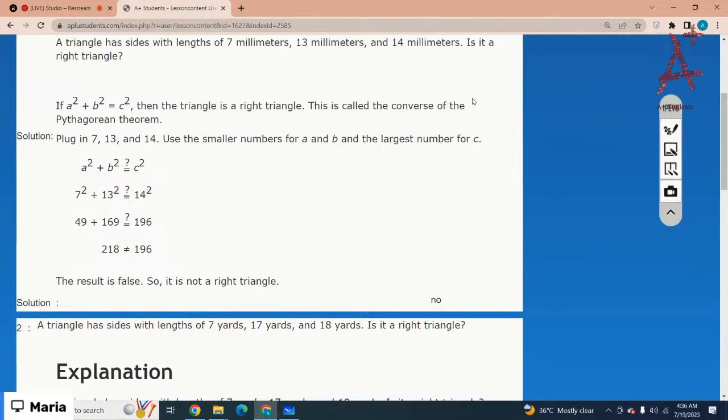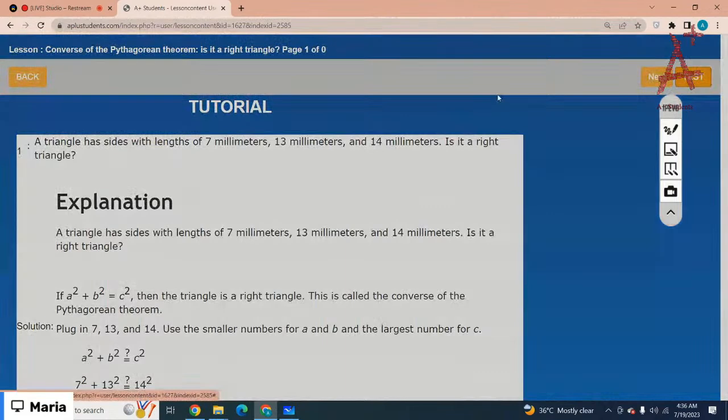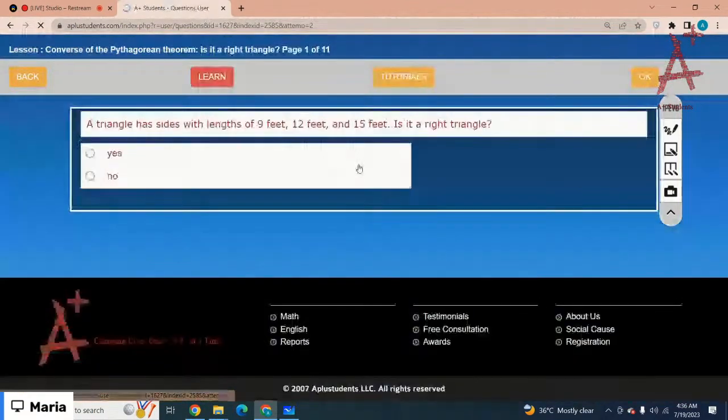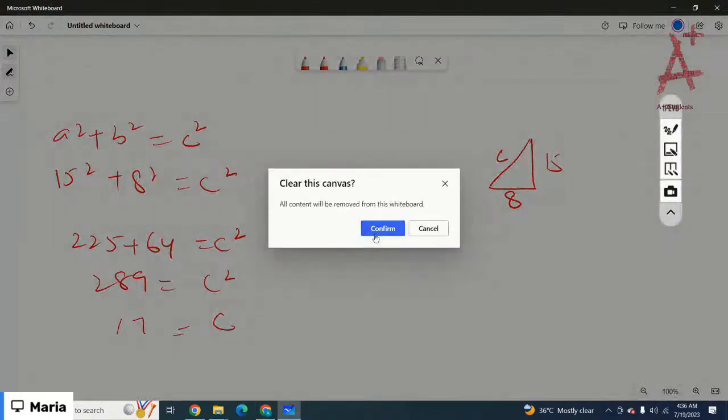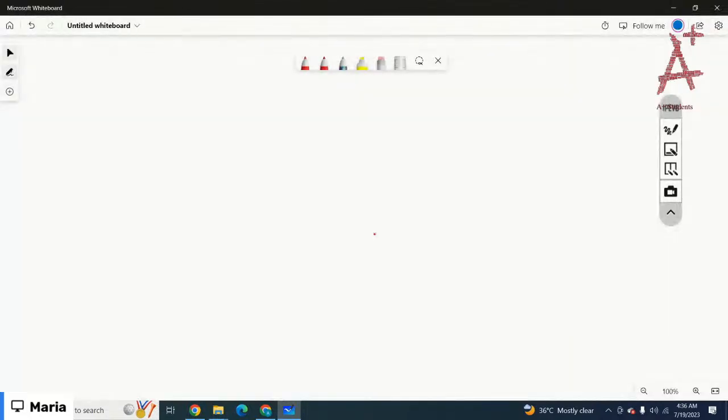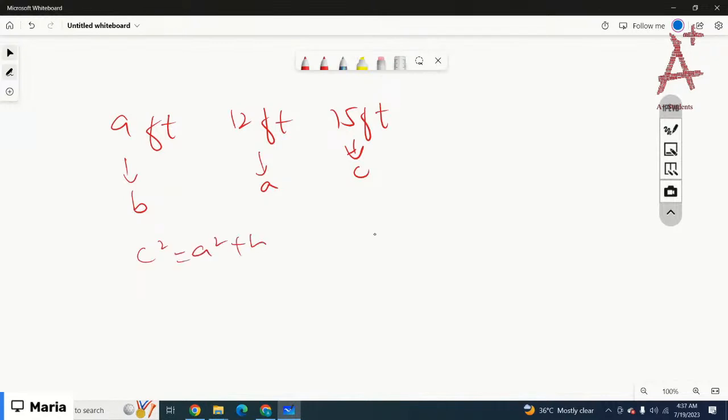Let's start with the practice questions. A triangle has sides with lengths 9 feet, 12 feet, and 15 feet. Is it a right angle triangle? The longest one is always c, and the others are a and b. So c square equals a square plus b square. c is 15, so 15 square equals 12 square plus 9 square. Just put in the values.